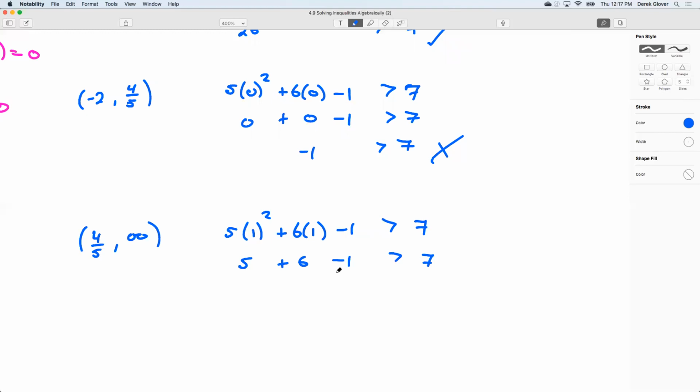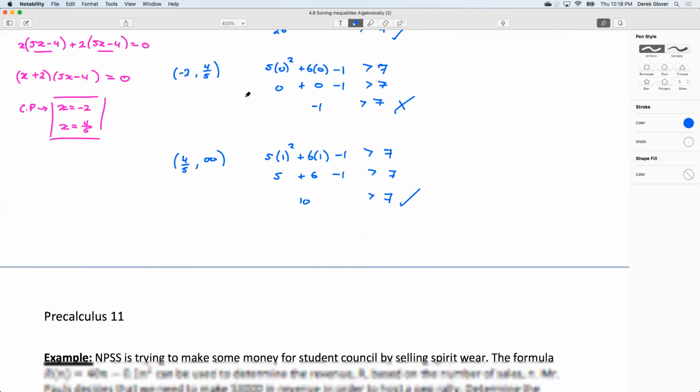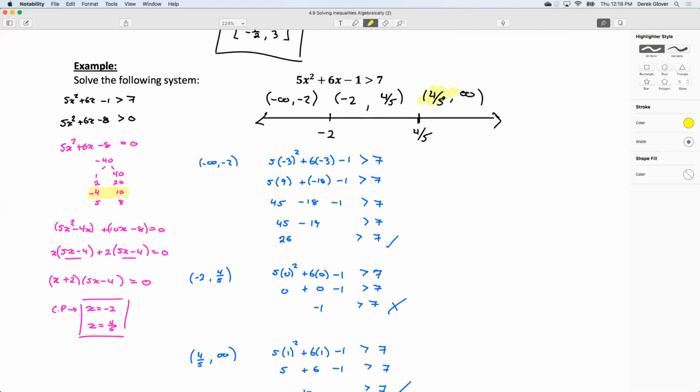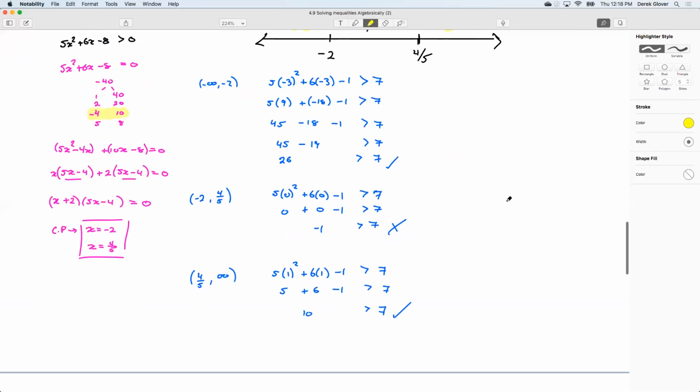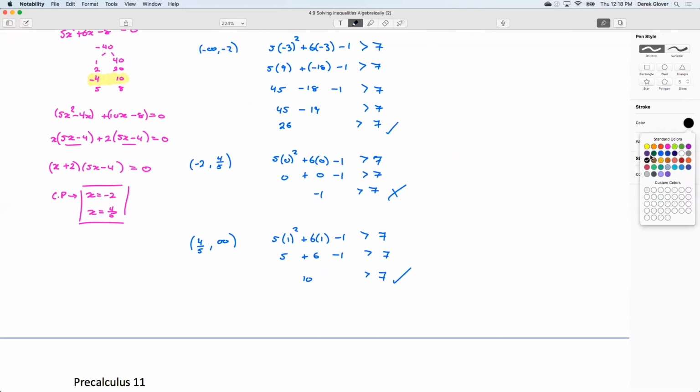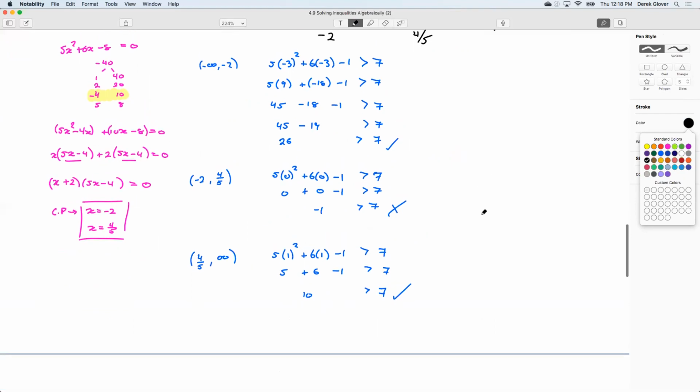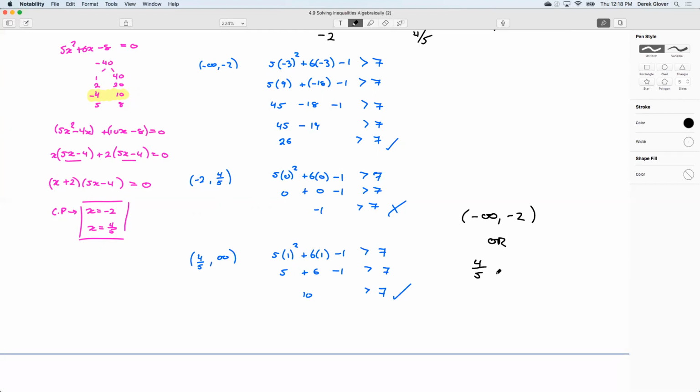5 plus 6 minus 1 is going to get us 10, which is greater than 7, which works. And so putting this all together, we've got two portions that work. We've got this portion over here that works and this portion over here that works. So our answer is going to be two different ranges of values. We're going to have minus infinity to minus 2, or 4/5 to infinity.